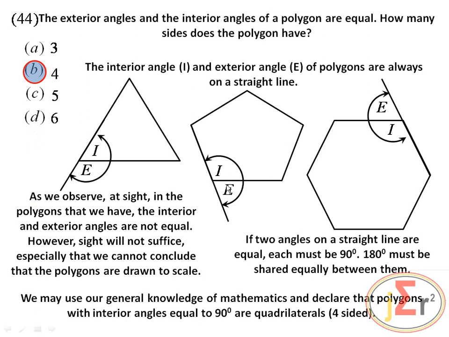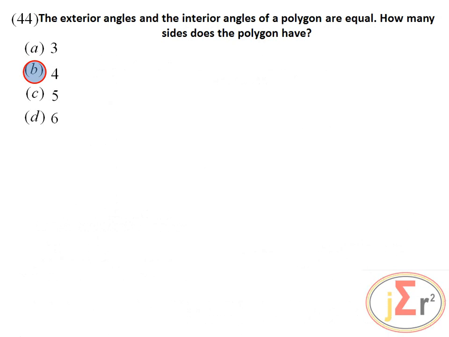So let me see if I can make a quick summary of this. Interior and exterior angles are angles on a straight line, 180 degrees. If they are equal, they are both equal to 90 degrees. If the interior angles are equal to 90 degrees, the polygon is no doubt a quadrilateral. So we have a 4-sided figure. But we will not take that for granted. We know for sure that if all of the angles of a polygon are equal to 90 degrees, we are sure that it is a quadrilateral. But we can show that by calculation also.